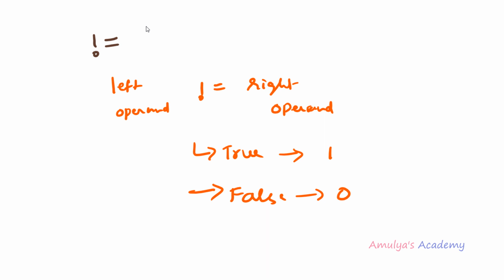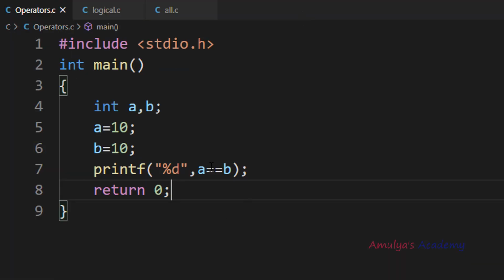When the operands are not equal, it will return true, so we'll get the value as 1. If the values are equal, it will return false, so we'll get the output as 0, right? So let's see the example for this. So here I'll check whether a is not equal to b. Here a value is 10, b value is 10. That means a is equal to b here. So here I'll get the output as false, that is nothing but 0.